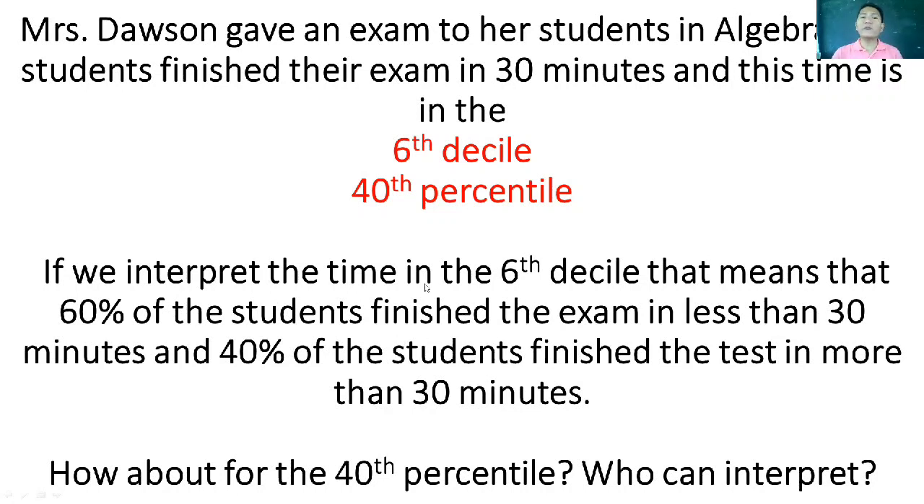How about the 40th percentile? How will you interpret this? Who can interpret? Think about it. It means that 40% of the students finished the exam in less than 30 minutes, and so 60% of the students finished the exam in more than 30 minutes. That is how we interpret the problem.